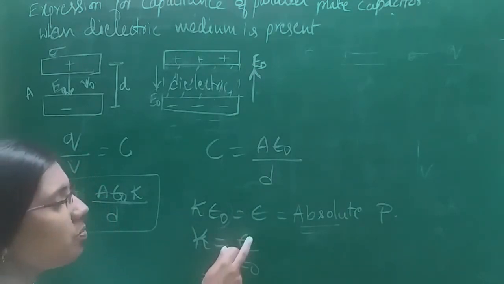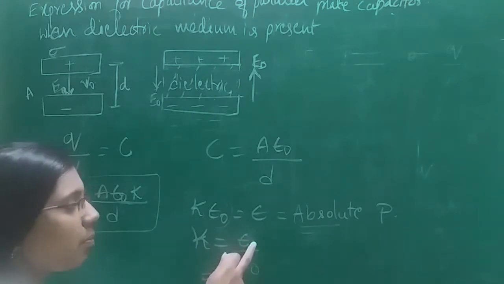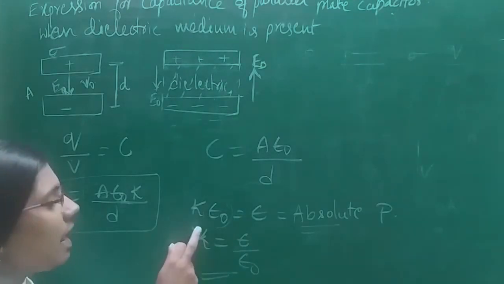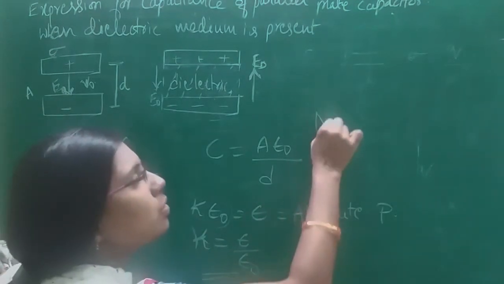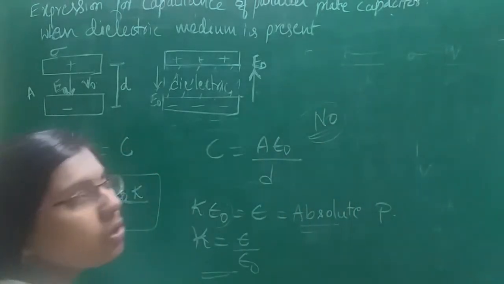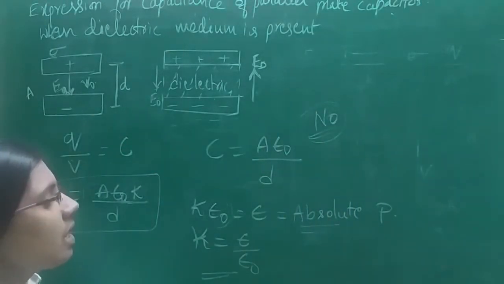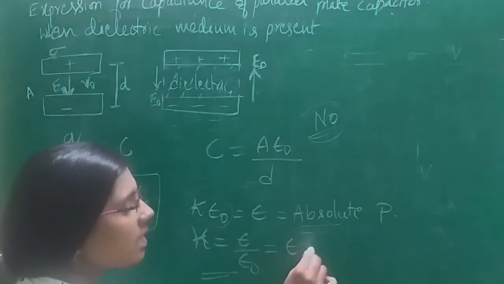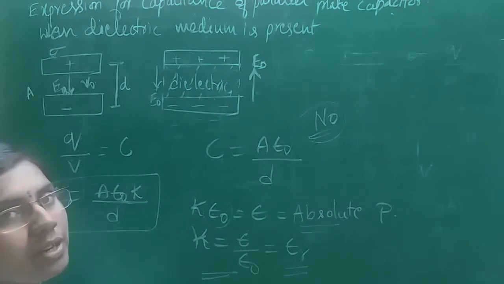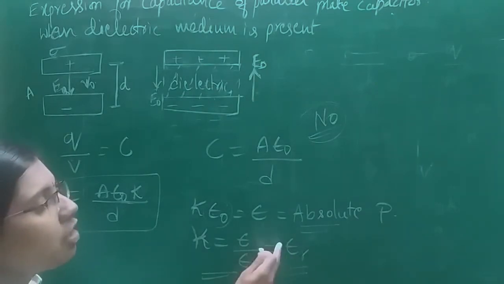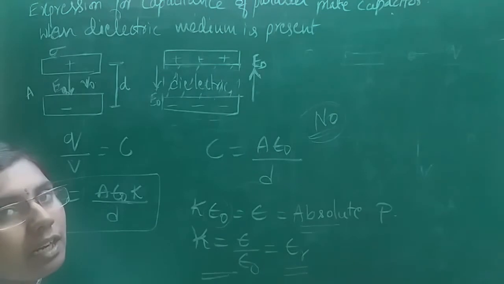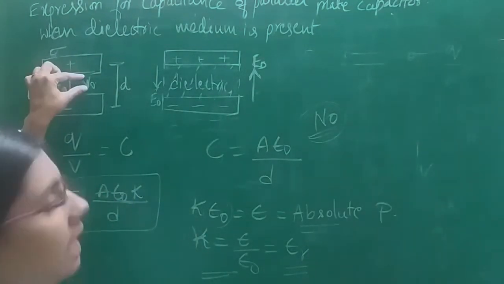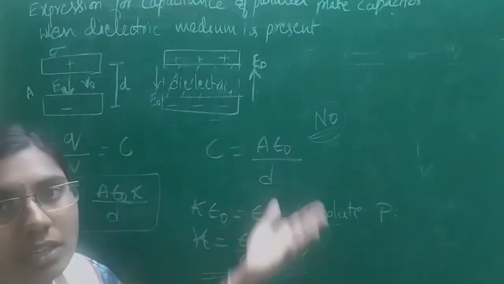That means the ratio of absolute permittivity of the dielectric medium to the permittivity of free space is called the dielectric constant, and this dielectric constant has no SI unit. This dielectric constant K can also be called the relative permittivity of the dielectric medium, and its value is equal to 1 for air and greater than 1 for any other medium.